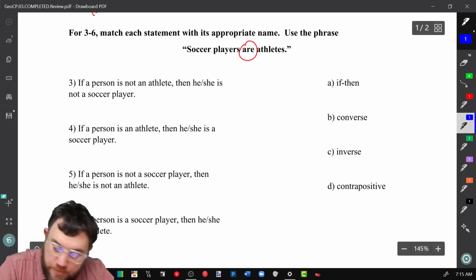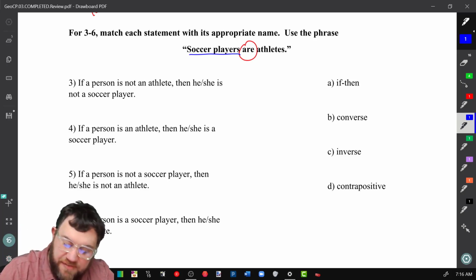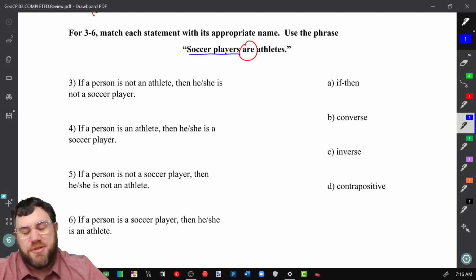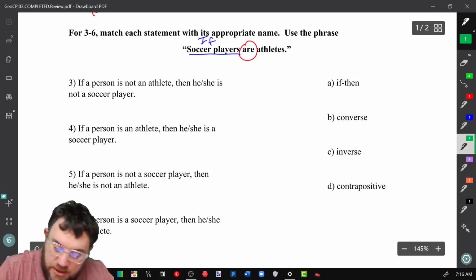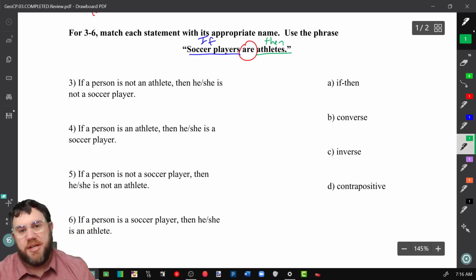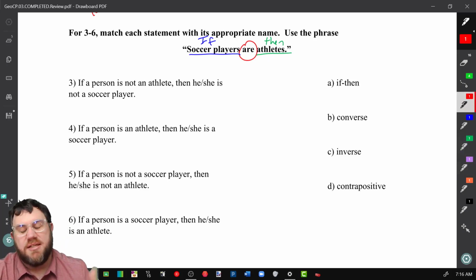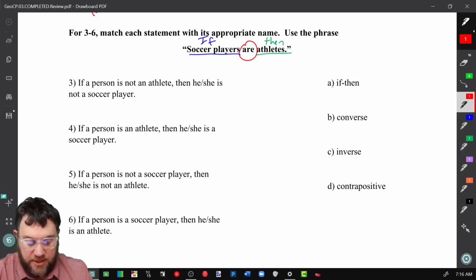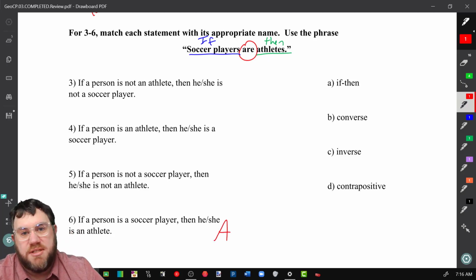Now, we're starting with soccer players. Soccer players are an example of what? What is the most general term for a being that plays soccer? Well, that would be a person. So if a person is a soccer player, then what is true? They are an athlete. So this would be our if part, and athlete would be our then part. Soccer player is our hypothesis, athlete is our conclusion. So which one of these statements says, if a person is a soccer player? That's going to be 6. So 6 is our if-then statement. That's our basic statement.